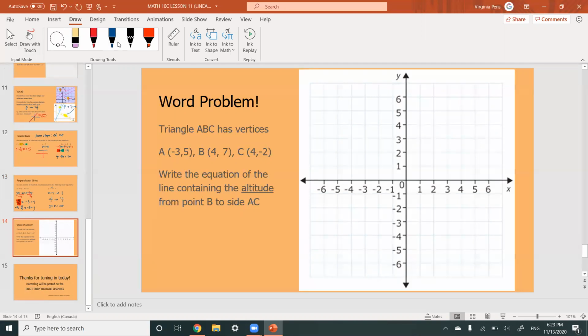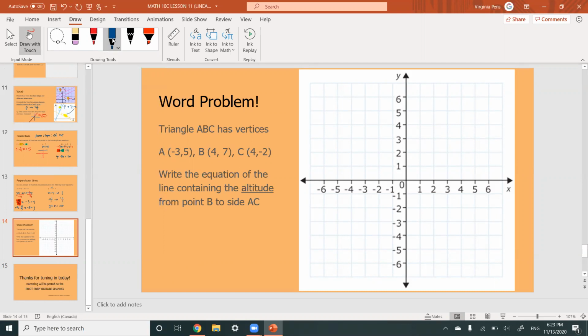Here's a word problem for us to go through. Triangle ABC has vertices A, B, and C. We want to write the equation of the line containing the altitude of point B to side AC. Now, this is quite wordy and hard to wrap your head around. So what I find helps is drawing it out. That's why I included a Cartesian plane here. So let's try plotting all these points.